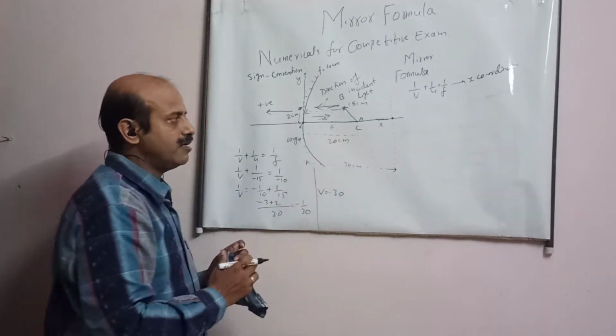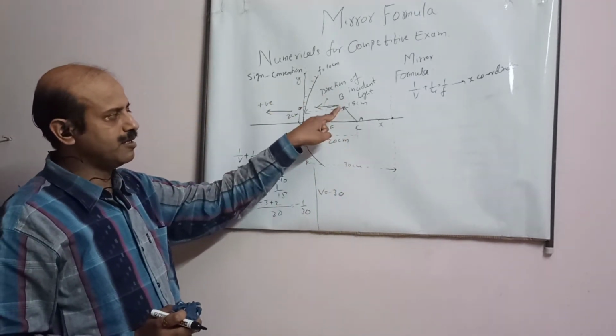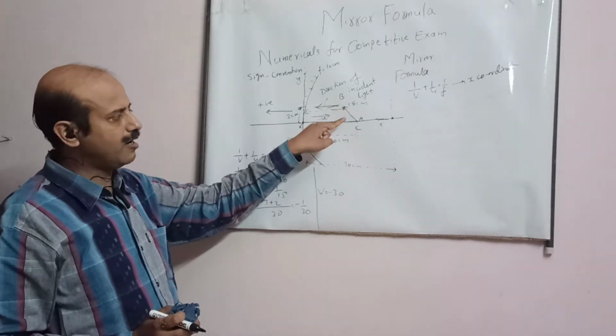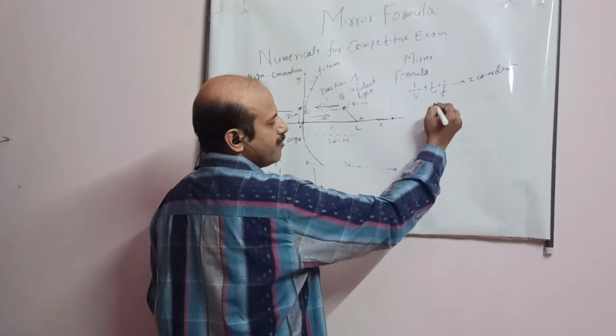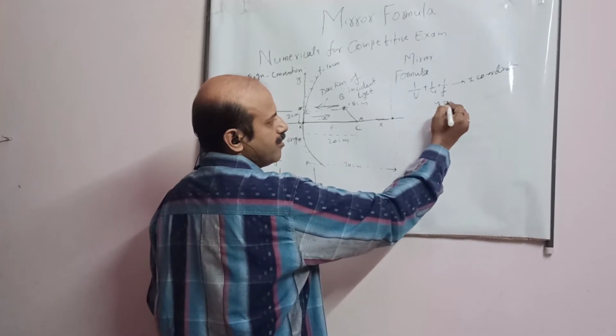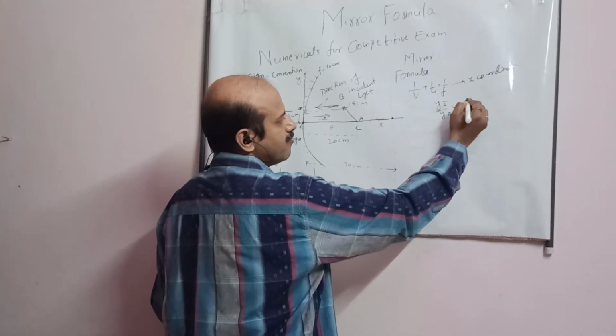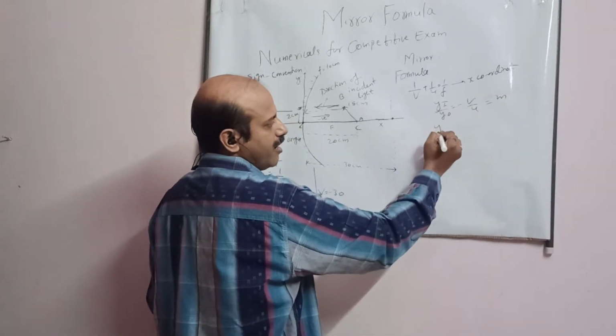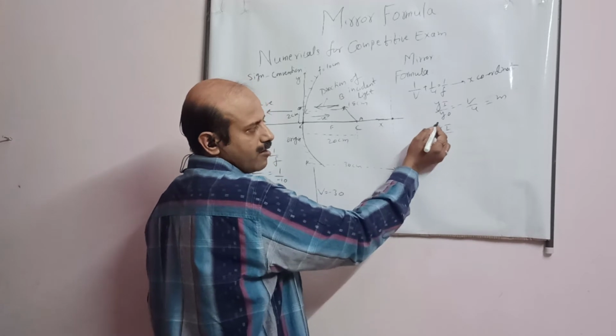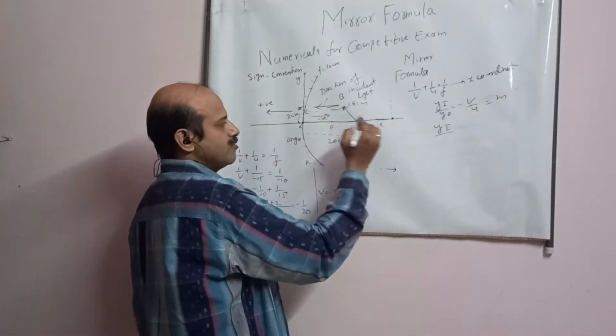So this 30 centimeter is the x coordinate of this point. Now I have to find out the y coordinate. For the y coordinate, what is the formula, student? I am again writing it. Height of the image equals height of the object times minus V upon U. This is known as magnification. Height of the image I have to find out, meaning the y coordinate. YO is given, student, plus 2 centimeter.